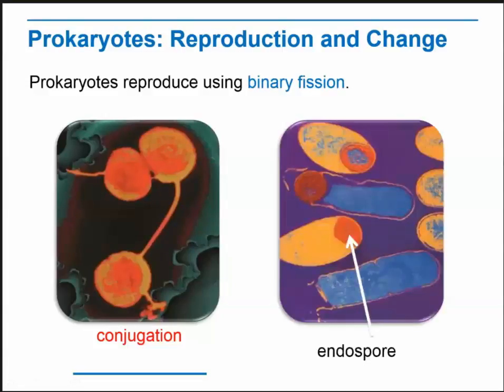When growth conditions become unfavorable, many prokaryotic cells form an endospore, a thick internal wall that encloses the DNA and a portion of the cytoplasm. Endospores can remain dormant for months or even years. The ability to form endospores makes it possible for some prokaryotes to survive in very harsh conditions.